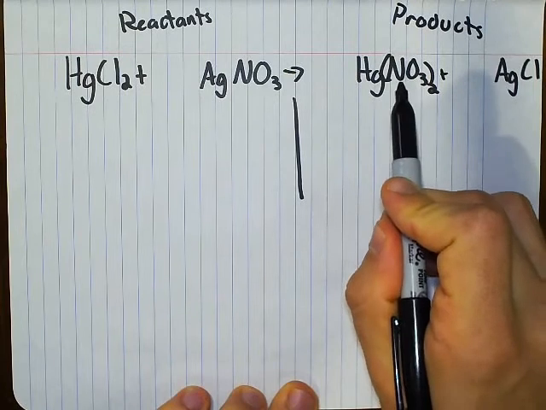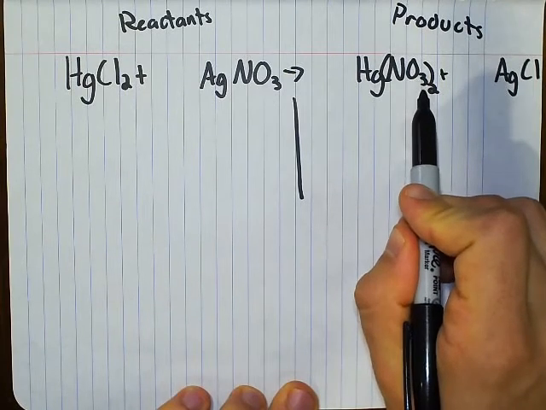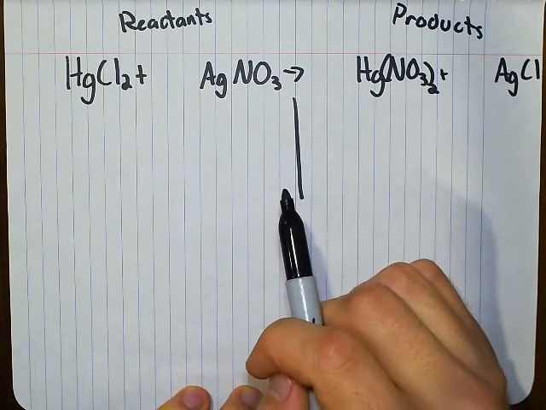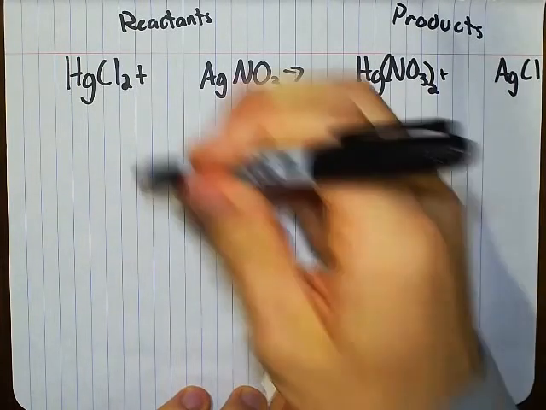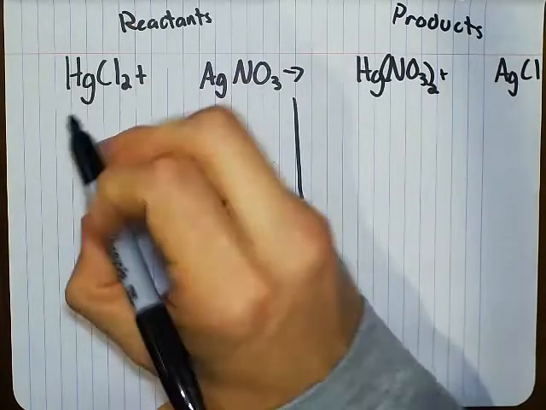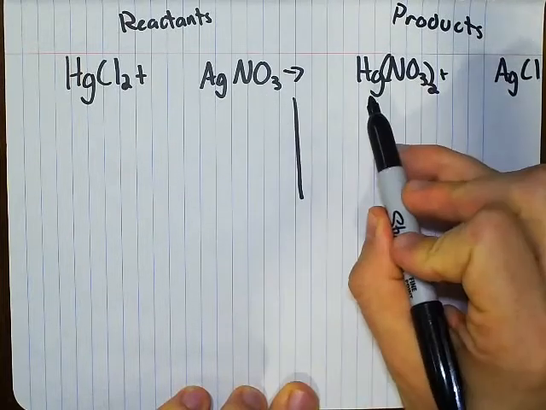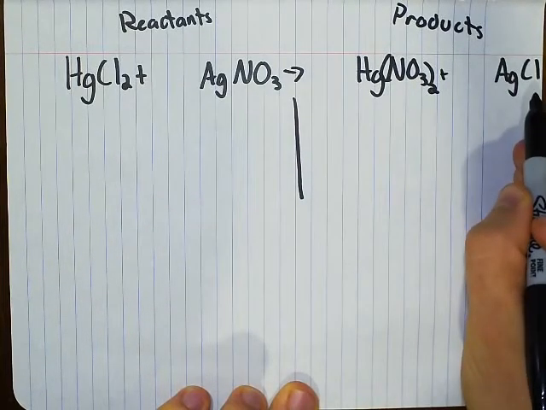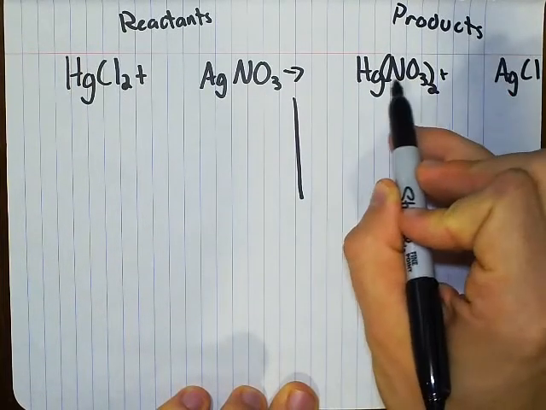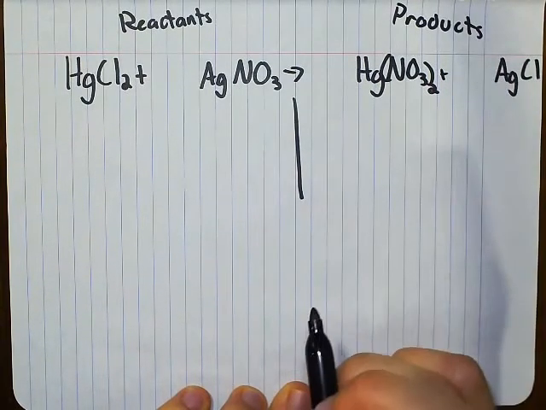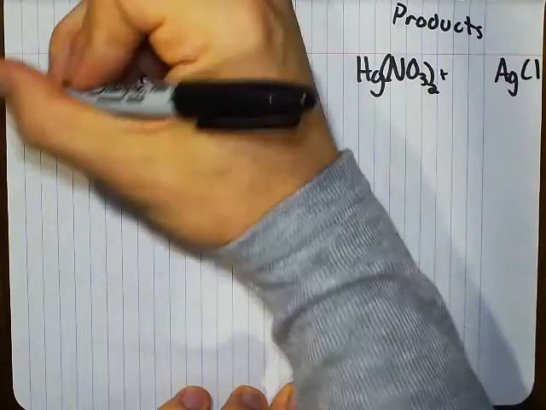And we can see that's true because we've got NO3 on this side as well. So that NO3, that nitrate, stays together. So we just got to keep track of that nitrate. And so we've got mercury, chlorine, silver, and nitrate. On this side, we've got mercury, chlorine, silver, and nitrate. It's a little bit rearranged, but we've got all of our pieces on both sides.